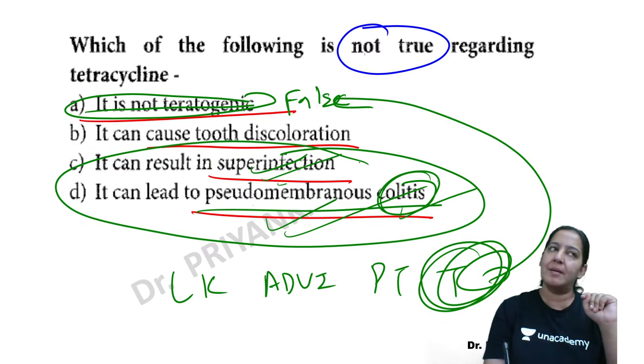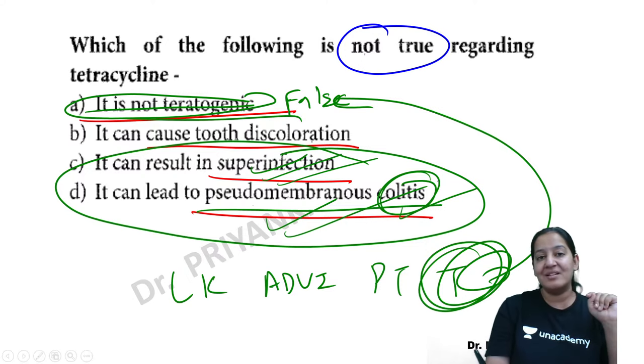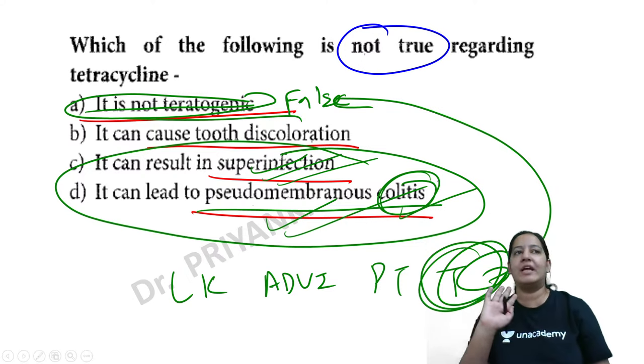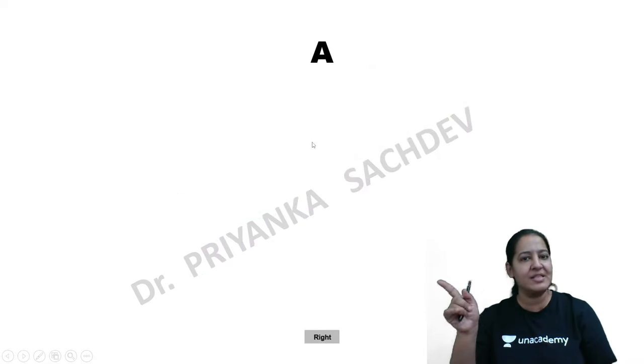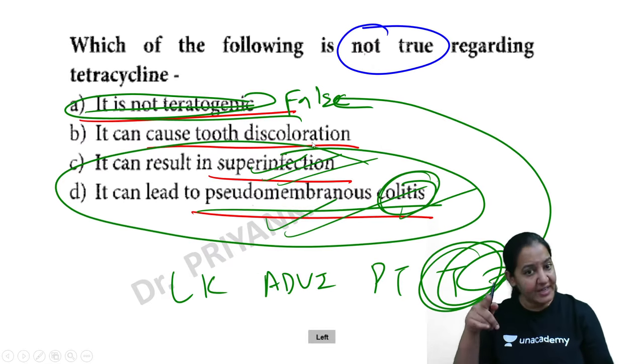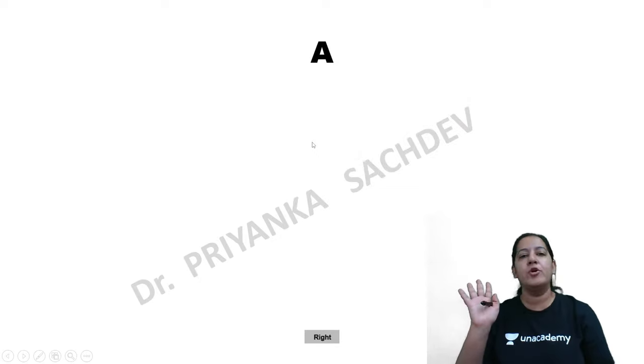And super infection, sometimes it leads to super infection also. This is also correct. But it is not teratogenic. Ye toh galat hai. Right. So, correct answer here is A, not D. No, Priyanka, not D. Praveena, not C. Amar, not D. Answer is A. You got my point? Those who are saying C, D, answer is not C and D. Answer is A. The C and D statements are correct. I'm saying that. You got my point?